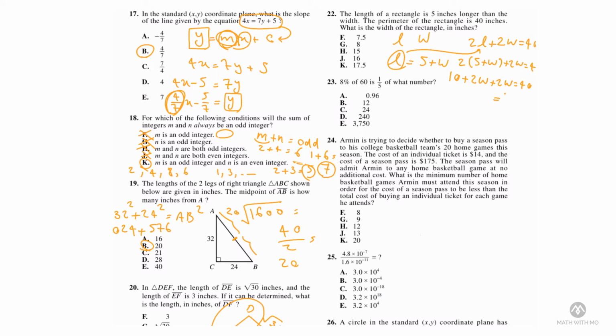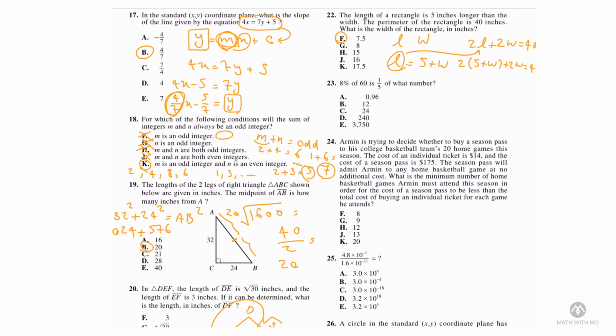Then subtract 10 from both sides, so 30 equals 4W. Then from here, W becomes 30 divided by 4, which is going to be 7.5.